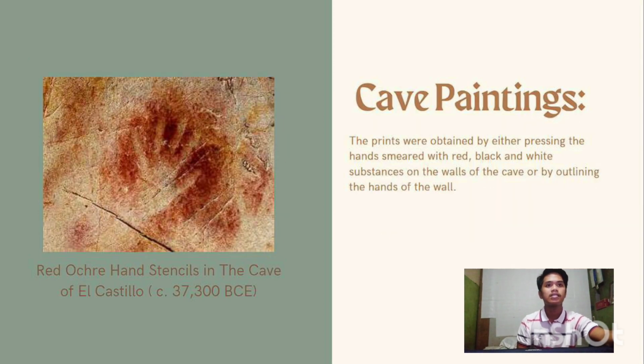Next slide is about the cave paintings too. We have the red ochre hand stencils in the cave of El Castillo, created in 37,300 BC. The prints were obtained by either pressing the hand smeared with red, black and white substances on the walls of the cave, or by outlining the hands on the wall.